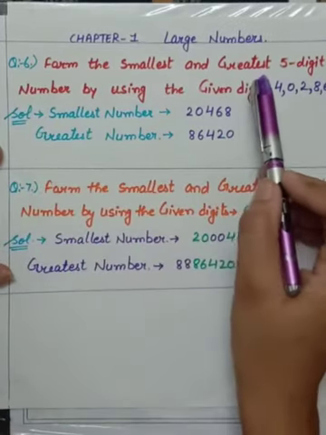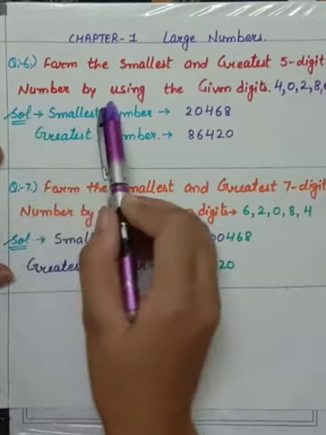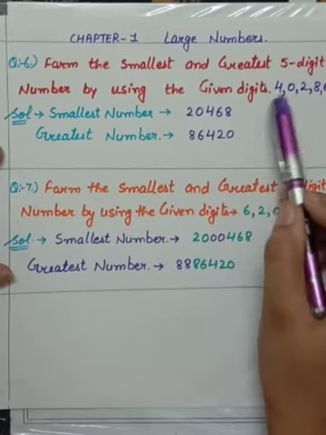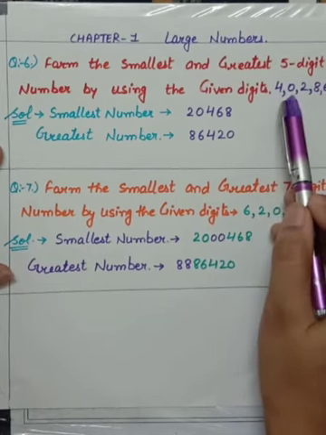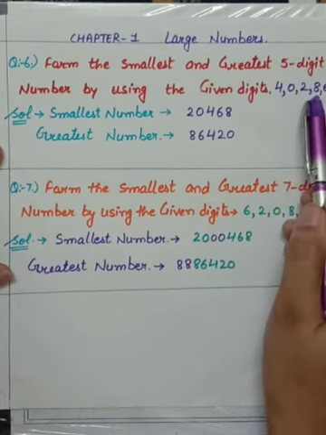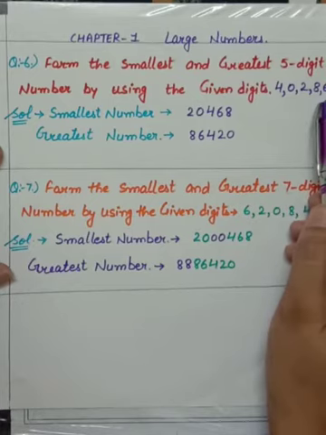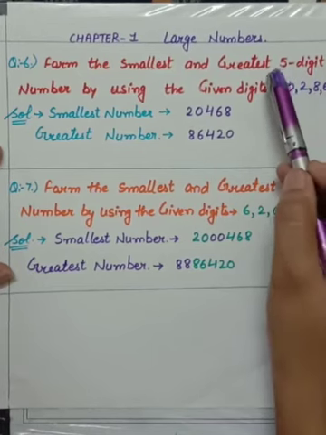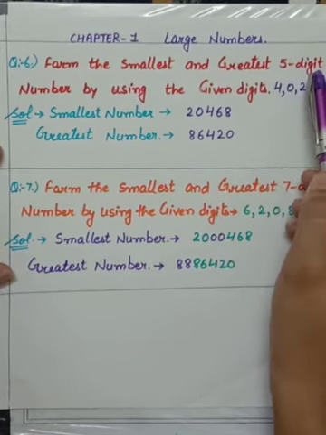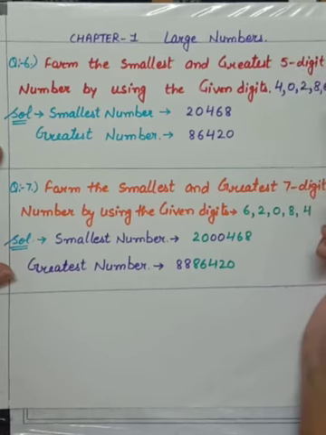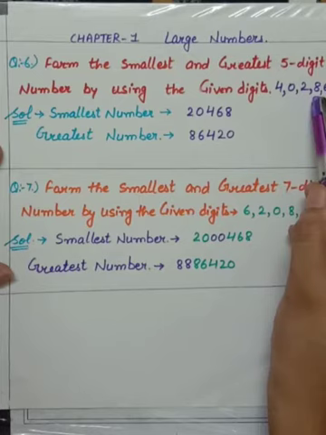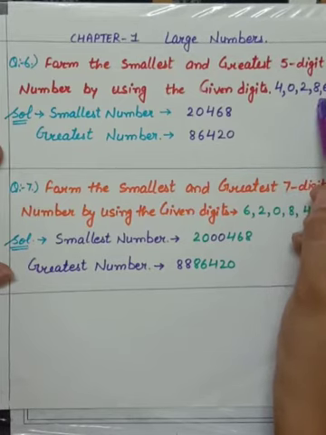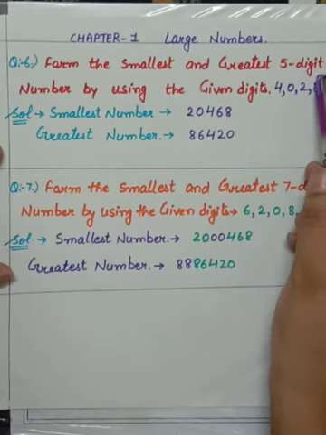Next we will do question number 6. Form the smallest and greatest 5-digit number by using the given digits. Here digits are already given in the statement. Digits are 4, 0, 2, 8, 6. First of all students, we will see how many digits we need. According to the statement we need 5 digits. Now let me check how many digits are given here. Count these digits. 1, 2, 3, 4 and 5. 5 digits are given and 5 digits only we need.